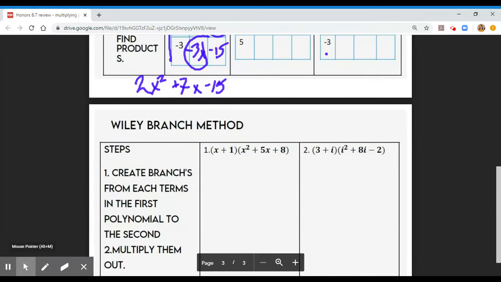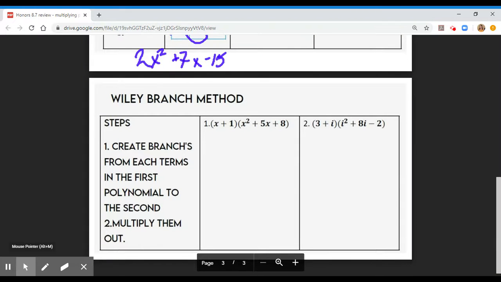All right, this last one, it's called the Wiley branch method, which I've honestly never heard before. I always kind of refer to this as an extended distribution. Really carefully, just like we would with FOIL, saying, all right, if I have this first term, create branches. X has to go here and be distributed there. So those first branches, x times x squared, we'd get x cubed. X times 5x, we'd get 5x squared. X times 8 plus 8x.